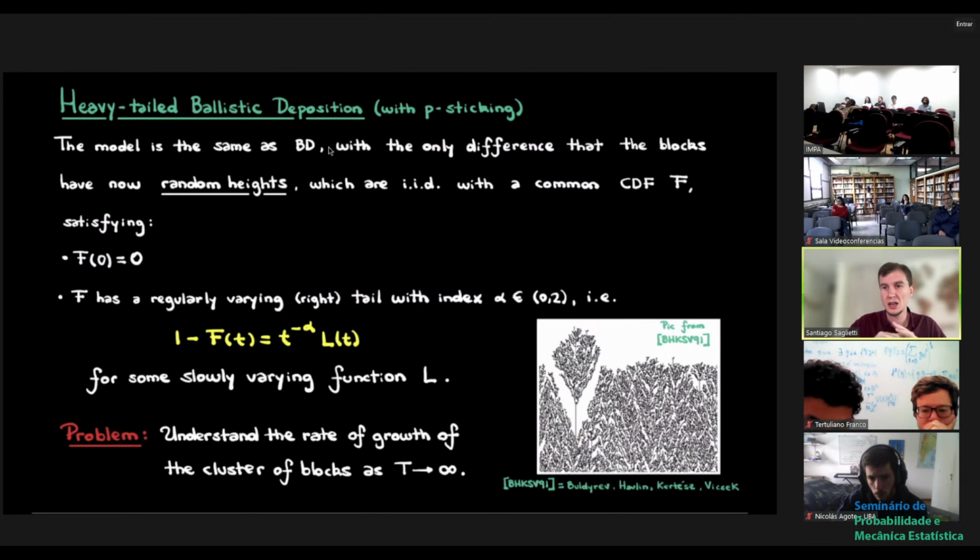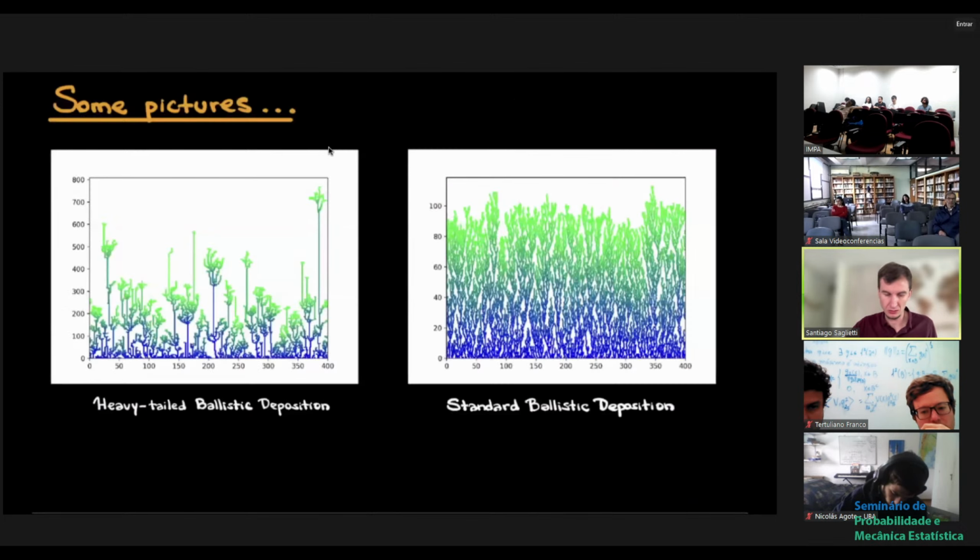You'll see that the picture is quite different from this. For this model, what we're going to see is that depending on the value of p, the rate of growth of the surface is going to change in principle. And so what we want to do is understand how this rate of growth depends on p, as t goes to infinity. Great, so I'll show you the pictures now.